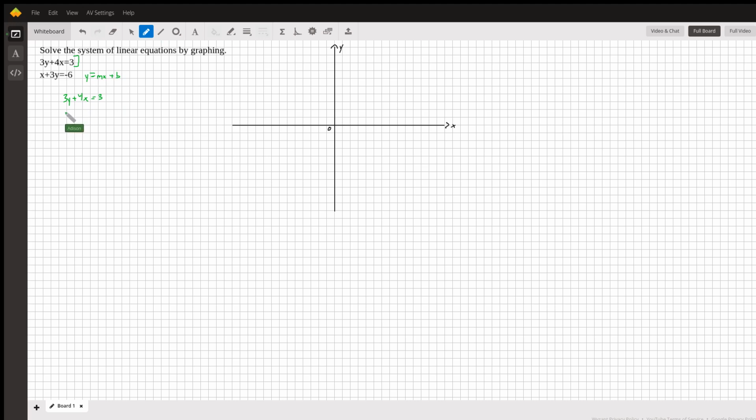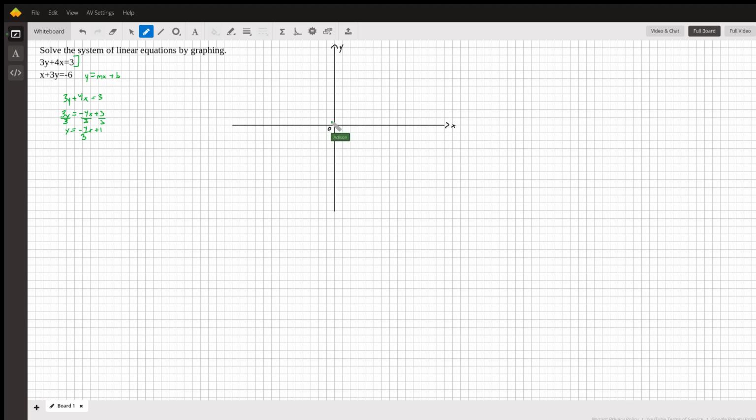So let's get y by itself. Let's start by saying 3y equals negative 4x plus 3. Now we need to get y totally by itself by dividing everything by 3, which will give us y equals negative 4/3 x plus 1. So this tells us that we have a slope of negative 4/3 and a y-intercept of 1.